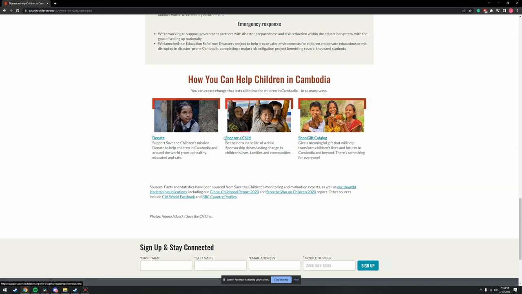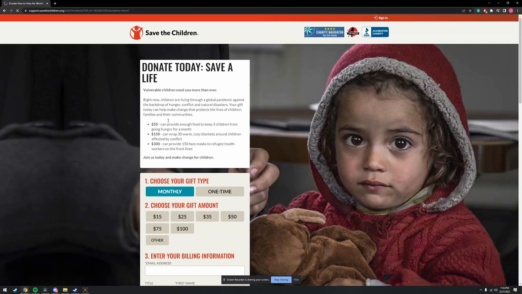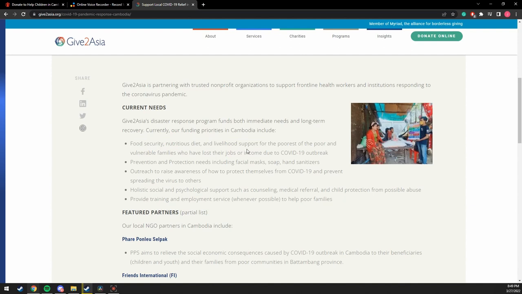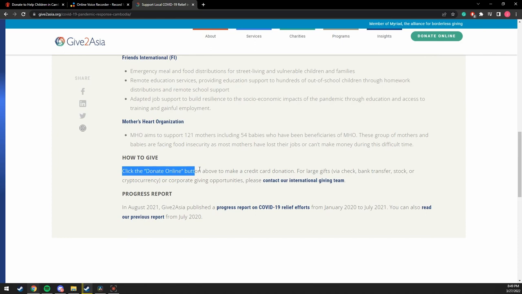Now, this is just one of many different organizations that are seeking to support Cambodia. What you're seeing here is the Give to Asia Foundation website. You can scroll down here and see some of the needs: food security, nutritious diets, livelihood support. And this is especially true during the COVID-19 pandemic. Now more than ever, their infrastructure needs serious help.